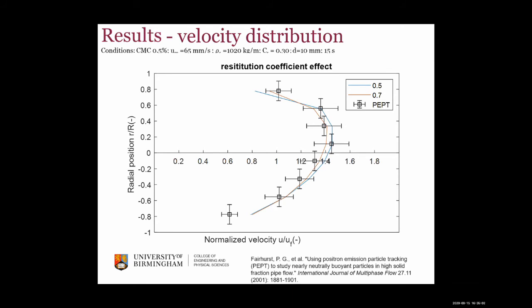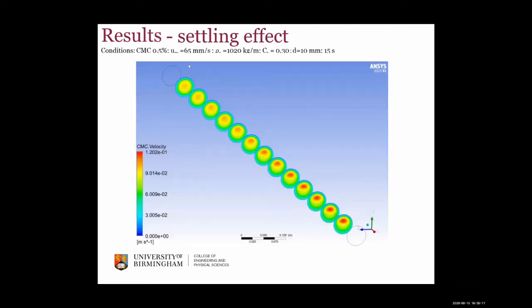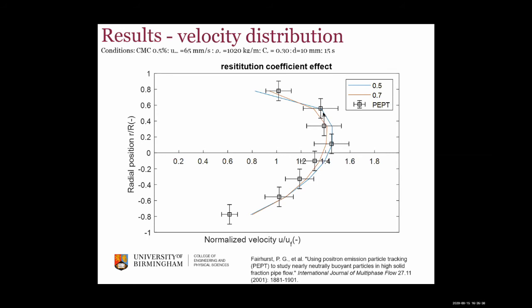The points, the black points or the squares that you see, are the velocity distribution of the cross section of the pipe. Let's say, for example, here, this is a pipe, and for different positions, we can have a different cross section.